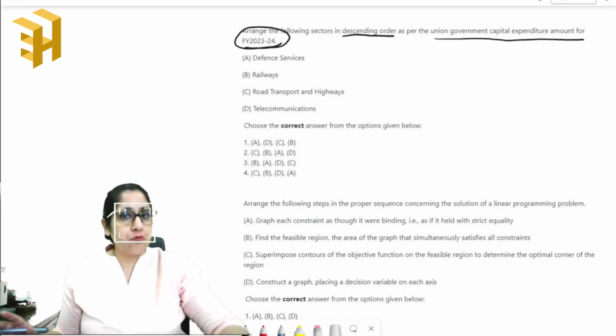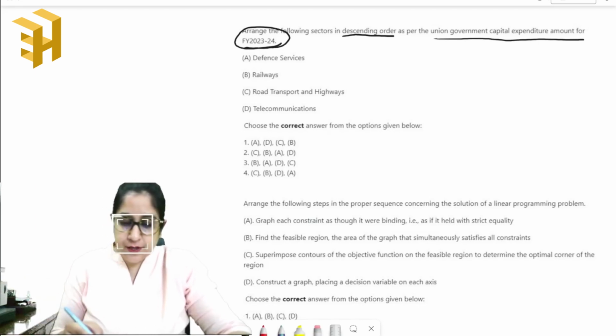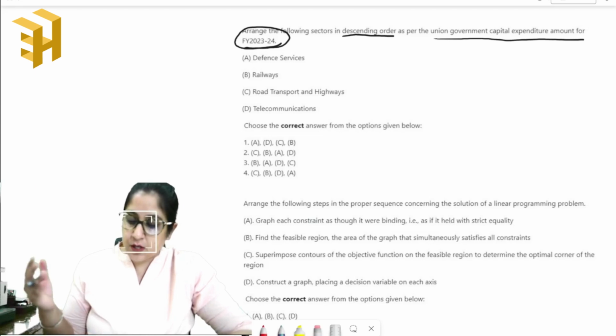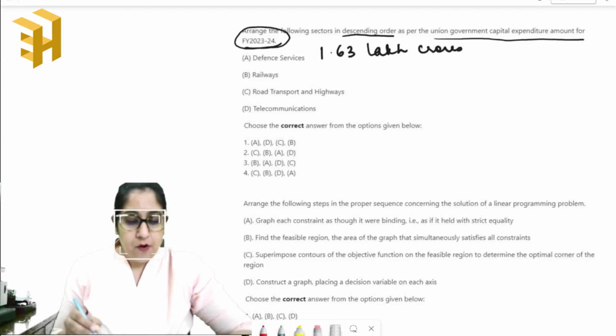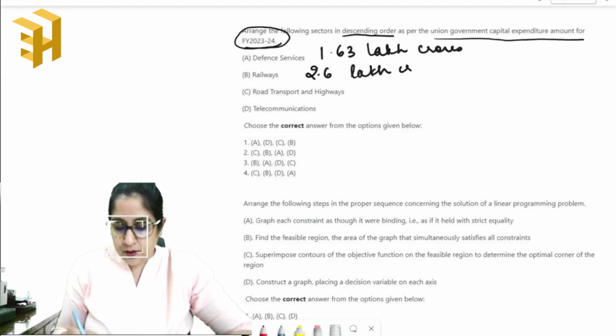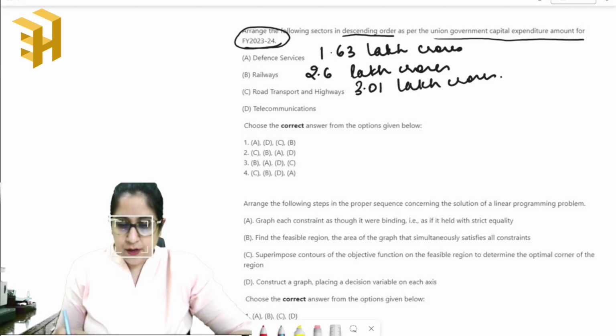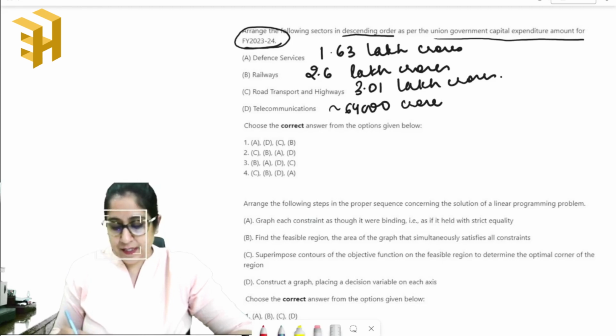Now you may note down these figures. For defense services, the Union Government spent approximately 1.63 lakh crores. For railways, we spent around 2.6 lakh crores. For road transport and highways, we spent around 3.01 lakh crores, right? And for telecommunications, we spent approximately 64,000 crores, the least, right?